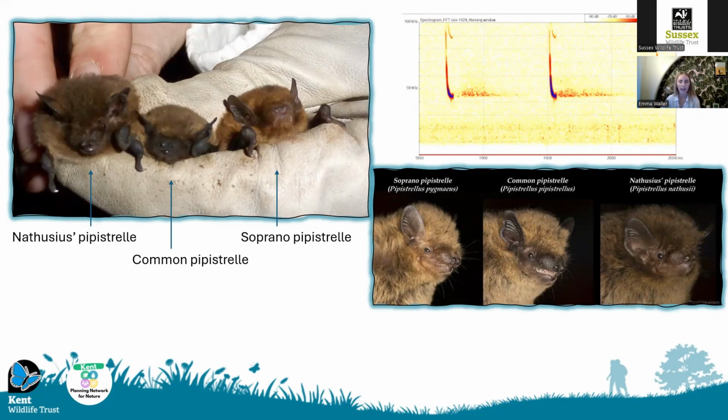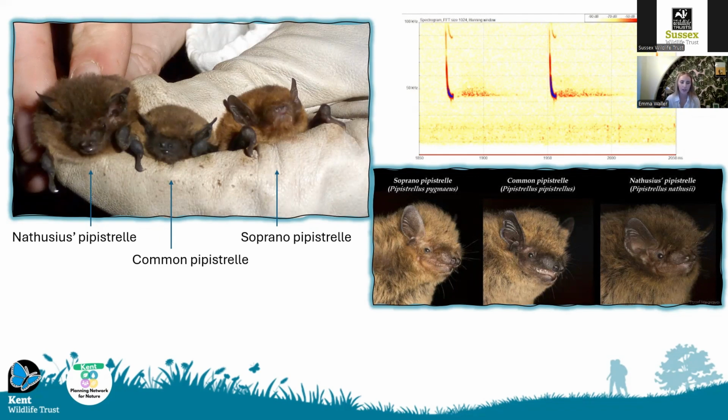So if you're reading a bat report in a plan application and they refer to some species as a P45 or a P55, then these are the species that they are talking about. They're talking about the common and the soprano pipistrelle.